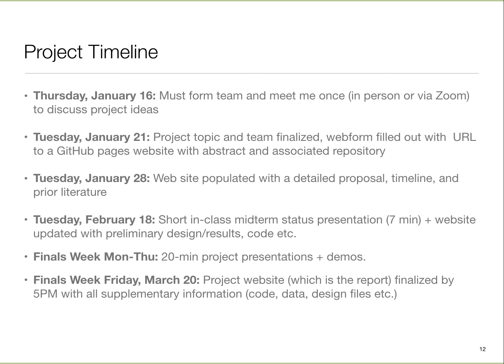Then the Friday of that week is by when you should finalize the project website and include everything there. That's basically your report, so it should be organized in different sections that are typical of a project report or a technical paper. So that's how we'll work.